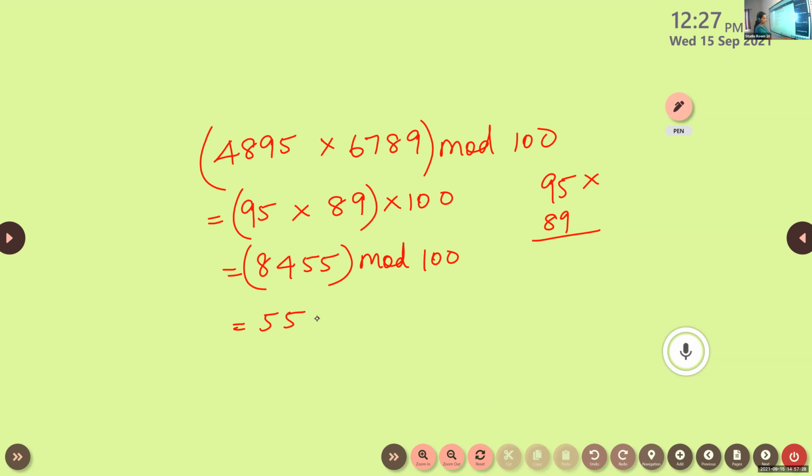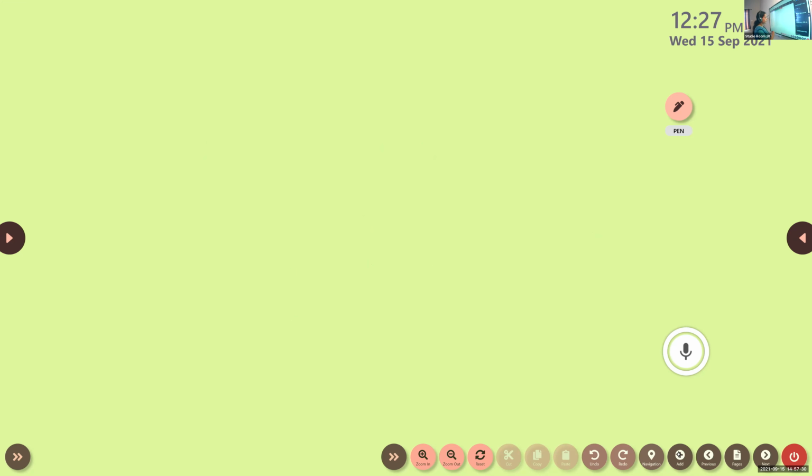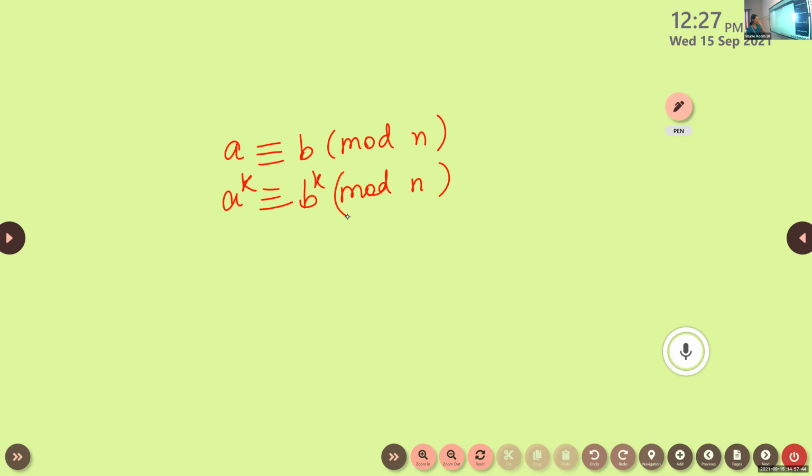Next property we learn is if A is congruent to B mod n, then A raised to K also will be equivalent to B raised to K mod n. If A is congruent to B mod n, then A raised to K is congruent to B raised to K mod n. Okay. So if you are using this, write the question.